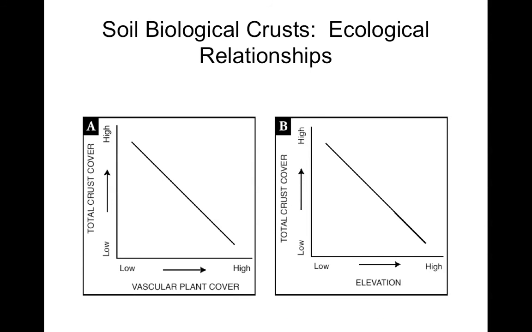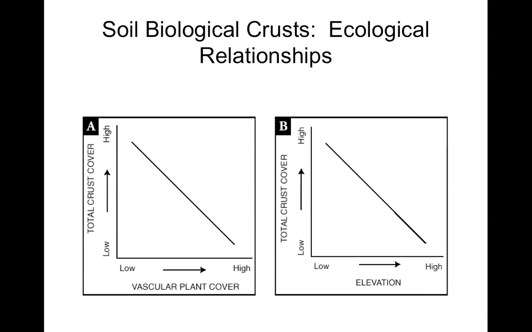So what are the factors that impact biological soil crust? What are their ecological relationships? Generally speaking, where we have low vascular plant cover, we generally have higher total crust cover. And where we have higher plant cover, we have lower crust cover. So they're competing for resources. Vascular plants seem to do well where we have enough water to keep them alive, and the biological soil crusts obviously do better where vascular plants don't do so well.